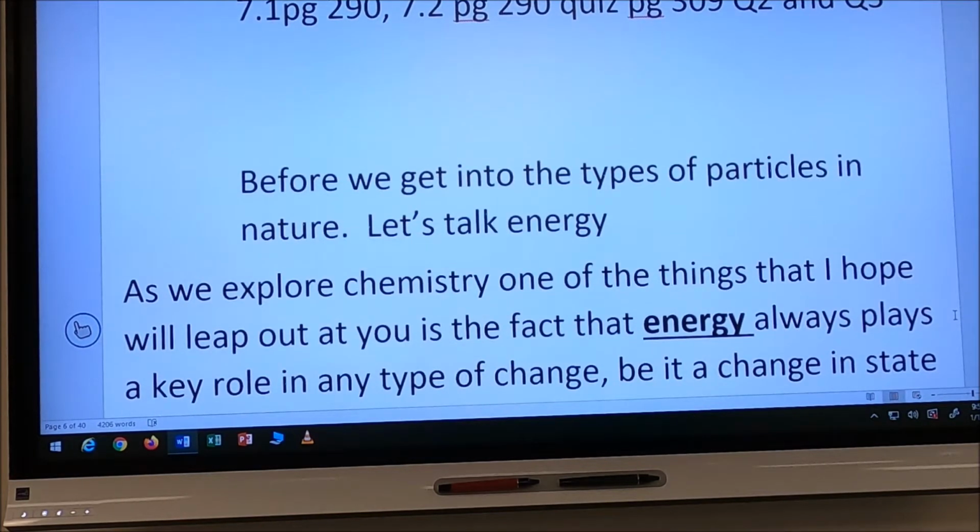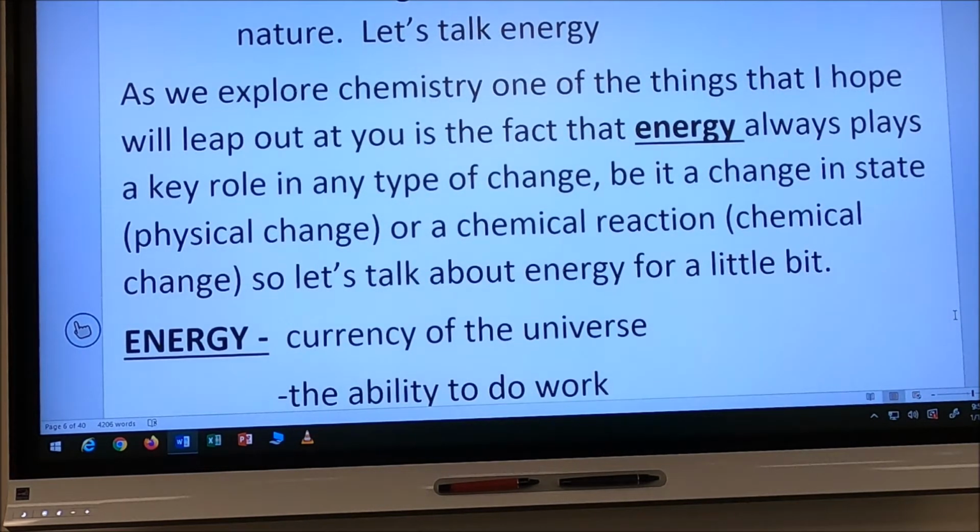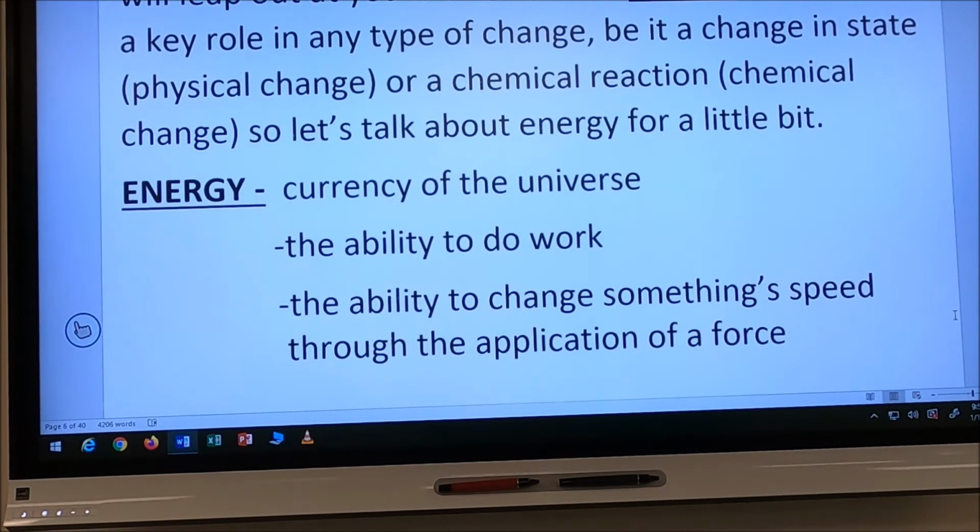Now, before we get into types of particles in nature, I want us to talk about energy. Energy plays a key role in any type of change, a physical change, a chemical change. So a change in state or a chemical reaction are always going to have energy associated with it. So let's talk about what energy is. Energy can be thought of as the currency of the universe. It's kind of like electronic money. You never see that electronic money. It's never put in your hand, but you know it's out there. So you can call energy the currency of the universe.